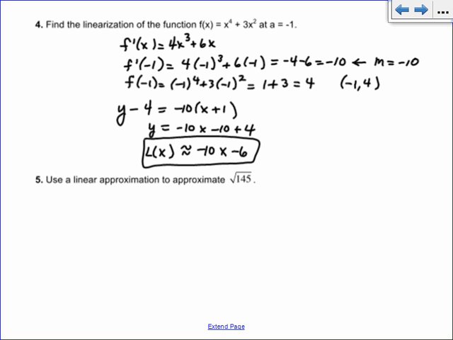Yeah, exactly. So you could write when x is near -1. But since it said at x equals -1 anyway, or a equals -1.